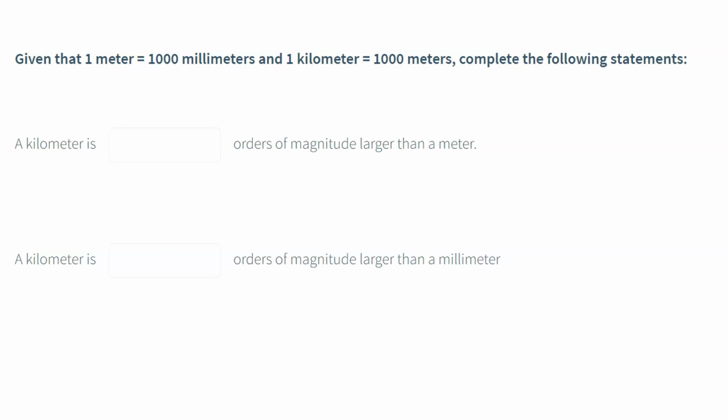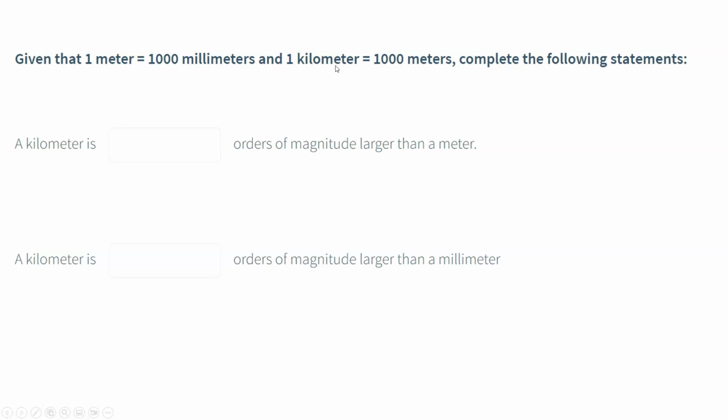The whole idea behind orders of magnitude is that you're describing things with powers of 10. And when you're just saying something is an order of magnitude larger or smaller, you're talking about how many powers of 10 are being multiplied or divided, as the case may be, between the two when you make a comparison. So you're told that 1 meter equals 1,000 millimeters and 1 kilometer is 1,000 meters. And so they're basically asking you to take a kilometer and say how many orders of magnitude larger than a meter it is, and then how many orders of magnitude larger than a millimeter it is.